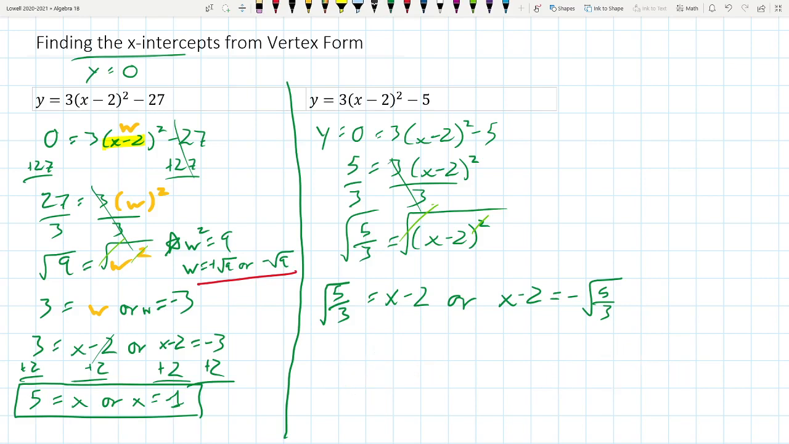Because there is a possibility of having two solutions. You might have only one solution, and that happens in a very rare case. But a lot of times you will have two. And this is how you get the second one.